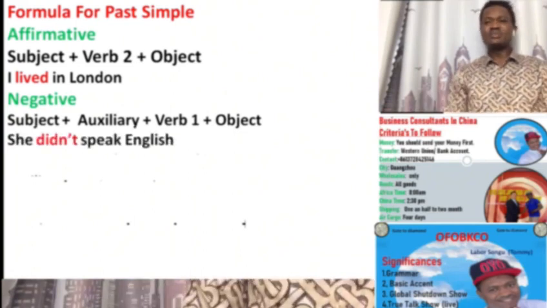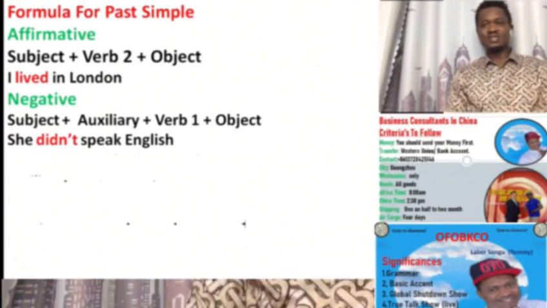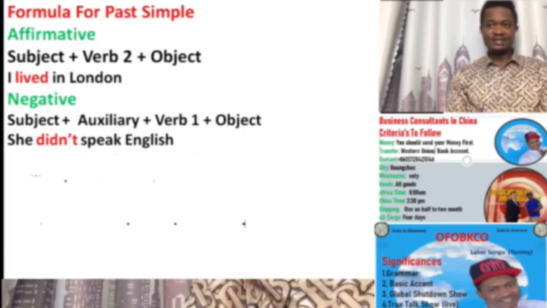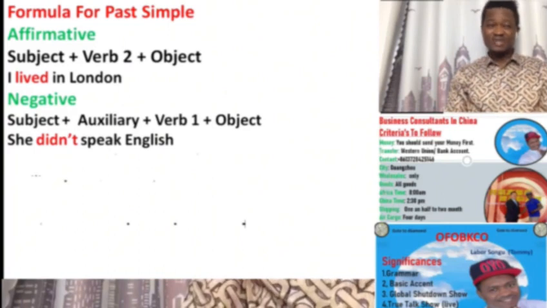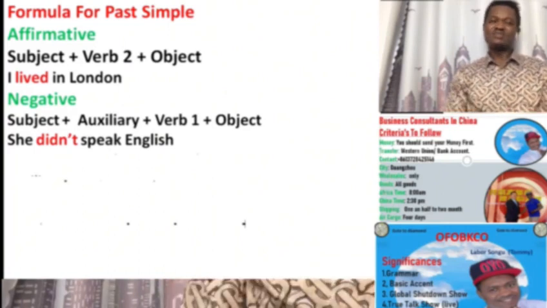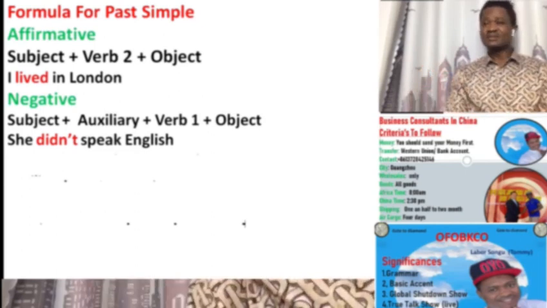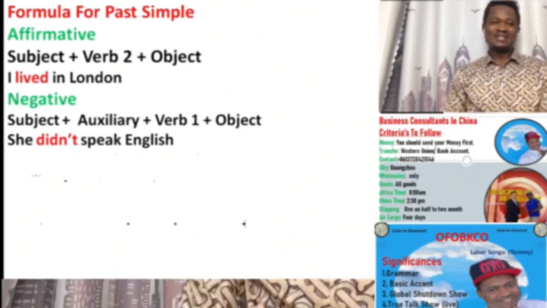So the example gotta be: she didn't speak English. She is the subject. Didn't is the auxiliary, that is the negative form. Speak is the V1 verb, that is the base form. English is the object. So this is the simple formula for the negative form. This is the grammatical structure. You gotta follow this one, guys. So important. This can help you to understand the past simple.